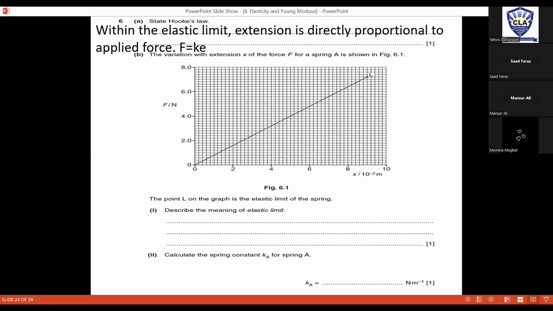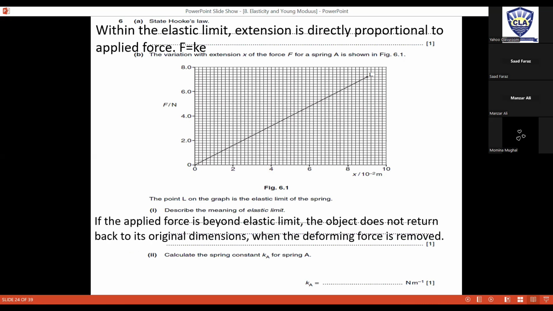What is elastic limit? It is simple: elastic limit means up to where you apply a deforming force, the wire comes back to its dimensions on removing the deforming force. That is the limit of proportionality, and elastic limit is beyond that.